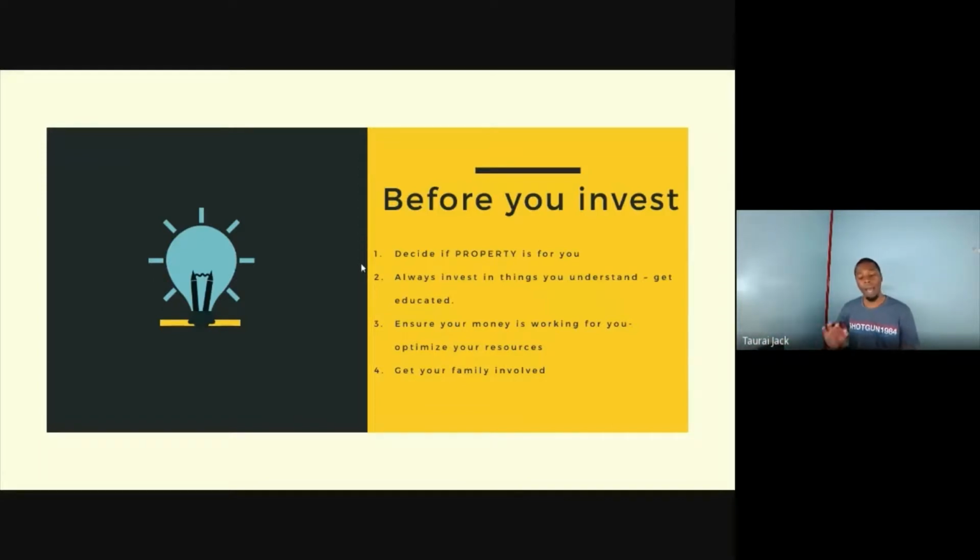Now, I always say to people, if you understand what you're investing in, then it's easier for you to put money into it. And it's easier for you to take money out of it because you know when to put it in, you know when to get it out, right? But above all, ensure that your money is working for you. Just optimize your resources. That's all there is to it. Don't be fooled with 4 or 5% out there in the market. Your money can do more for you. And get other people involved, your kids, your family, if you do have, and it becomes fun along the way.